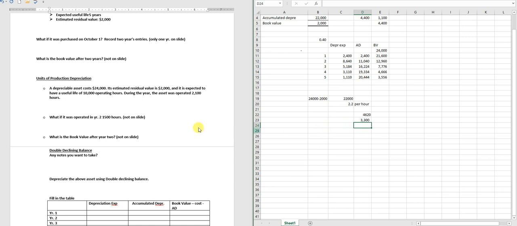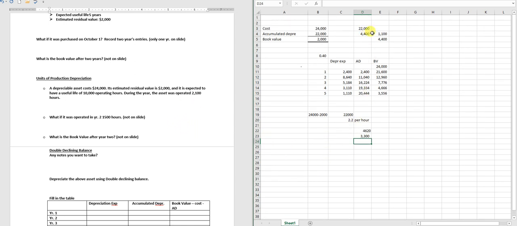So notice I don't have what if it was purchased in October on this one, simply because you don't need it. This one is 4,400 per year, so if I have a partial year, I need to take part of it. This one's 2.2 per hour. So in year one, if I used it less hours, it would just be a smaller number. So don't prorate units of production. So my book value after 2 years is, as long as my numbers are correct here, 1,500 in year 2, 2,100 in year 1. Yep.